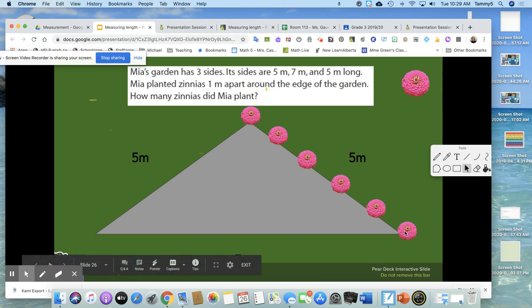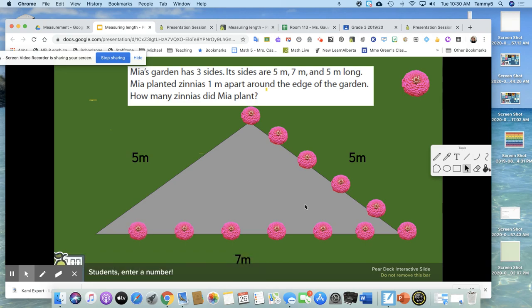Now we need to go around the triangle this way. We know the length of this side of the triangle here is 7 meters. So we're going to continue to plant the flowers 1 meter apart until we get across this triangle at the bottom, the length here, 7 meters. So here we go. There's 1 meter, 2 meters, 3, 4, 5, 6, 7 meters.